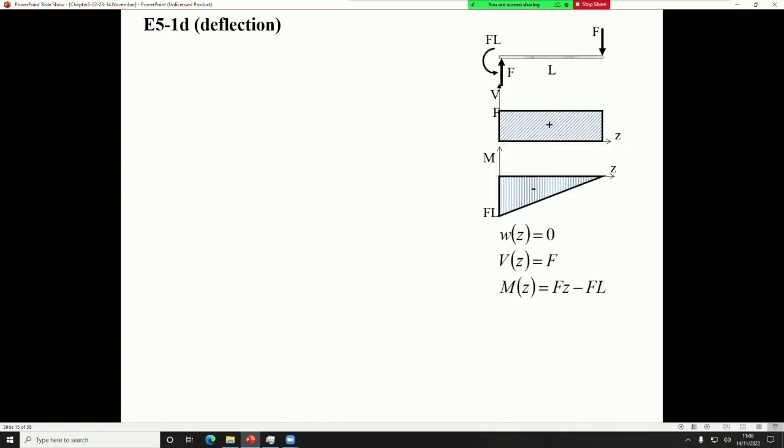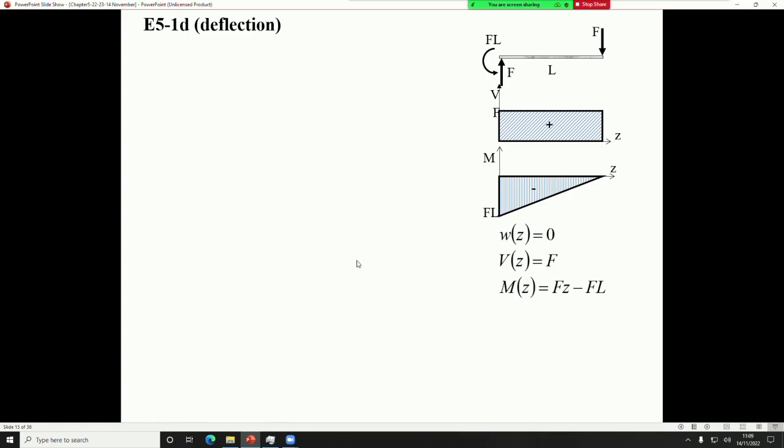So let's go back to a slide and question number one, the cantilever beam. In the first hour, I showed you how to find the normal stresses applied to the beam. Now, the next stage of the problem is asking us to find the deflection distribution and also the maximum deflection of the beam.